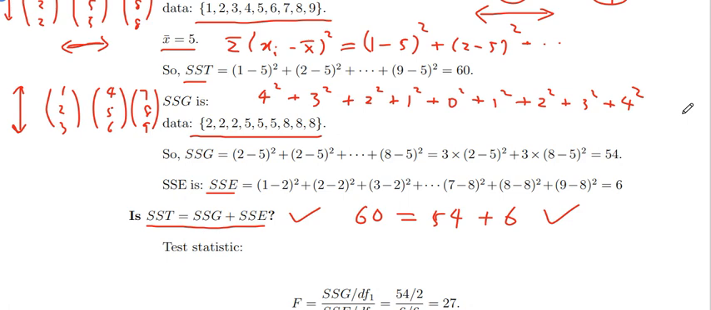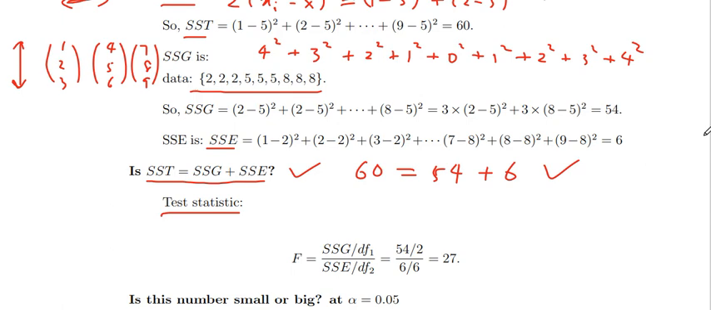Okay. So now, the test statistic. The F value is SSG divided by its degree of freedom, over SSE divided by its degree of freedom. SSG is 54, SSE is 6. So 54 should be divided by its degree of freedom, and 6 divided by its degree of freedom.